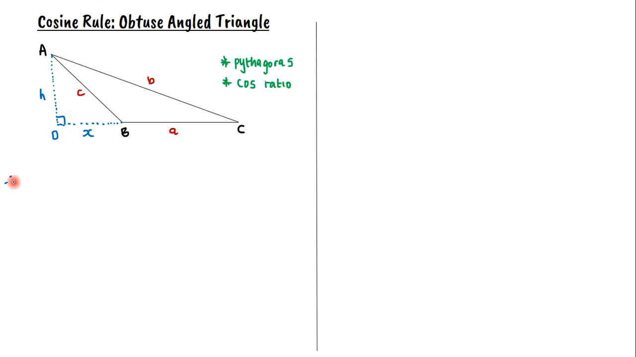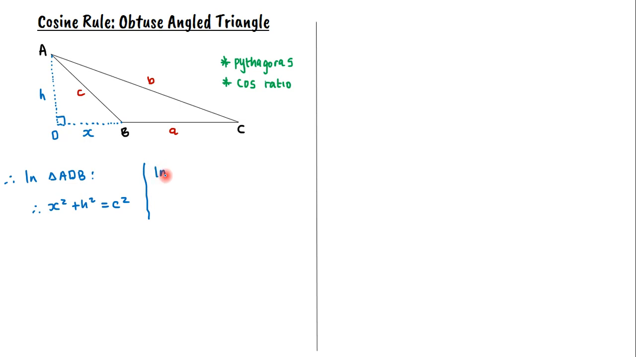Now, in this case, in triangle ADB, if I calculate Pythagoras there, I'll see that x squared plus h squared is equal to c squared. This is what I get when I calculate Pythagoras in this triangle. Now, what about the other triangle?